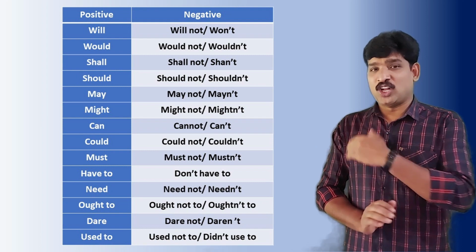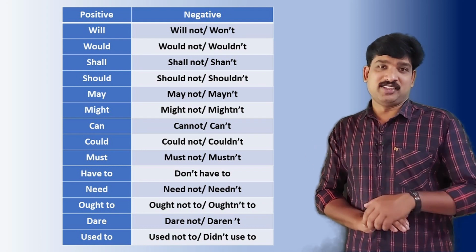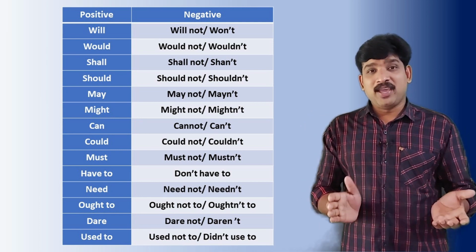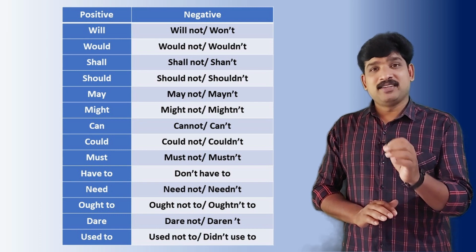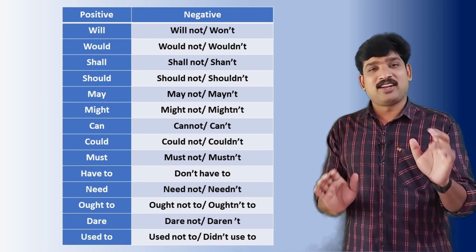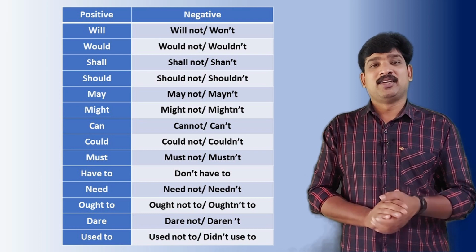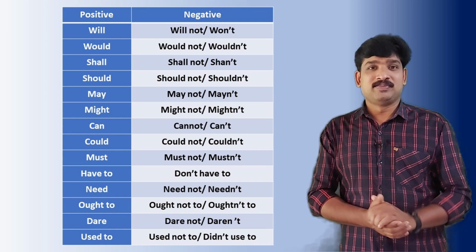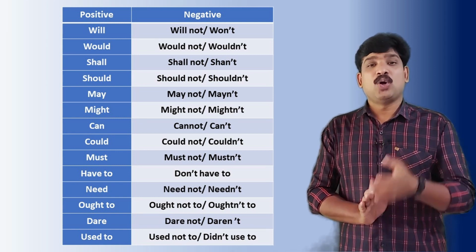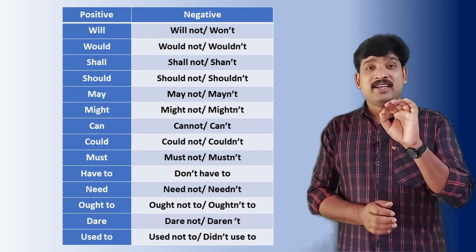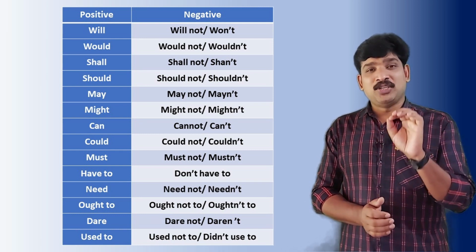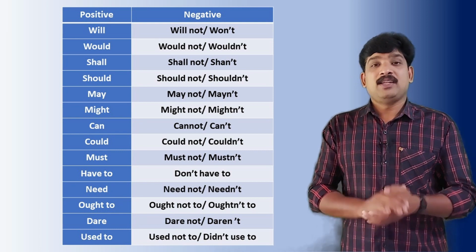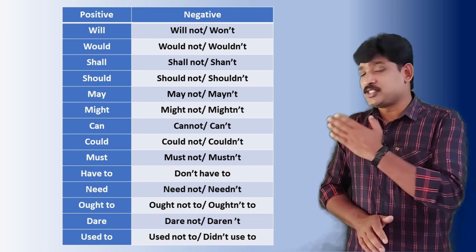Will, will not. Would, would not. Shall, shall not. Should, should not. May, may not. Might, might not. Can, cannot. Could, could not. Must, must not. Have to, don't have to. Need, need not. Ought to, ought not to. Dare, dare not. Used to, used not to, or didn't used to. Now let us look at the uses of these modal verbs in detail.